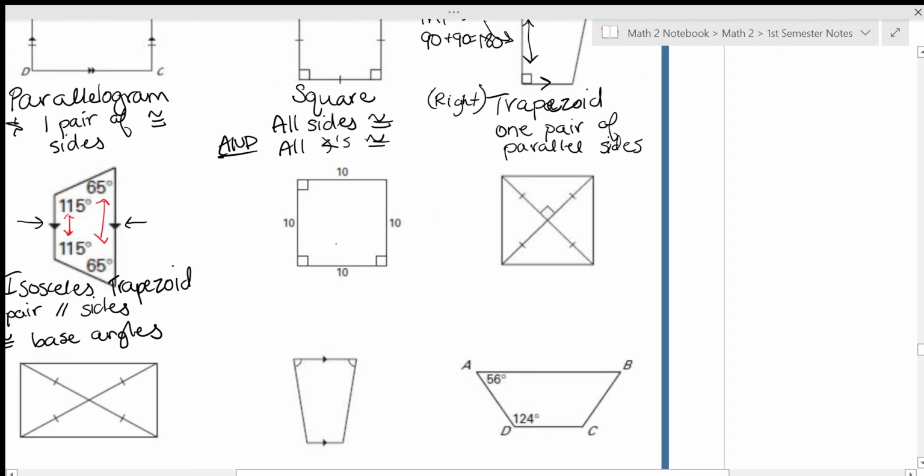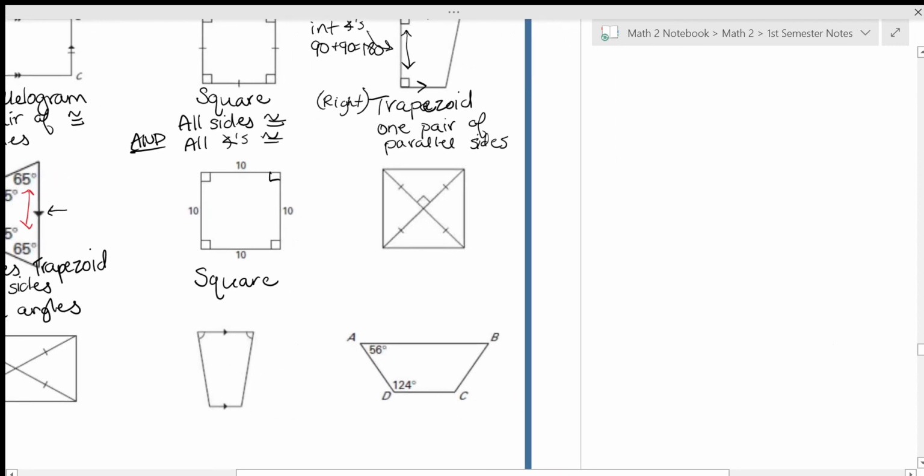Okay, next one we have three 90-degree angles, and we know it's a quadrilateral, so this angle must also be 90 so that they all add up to 360. And then we have four congruent angles and four congruent sides, so we can call this a square.